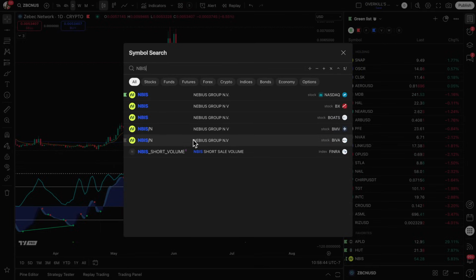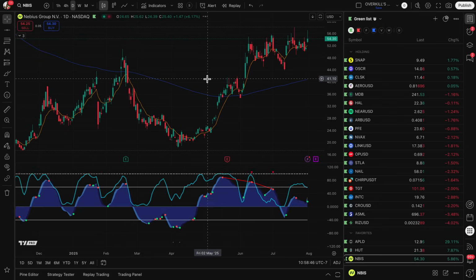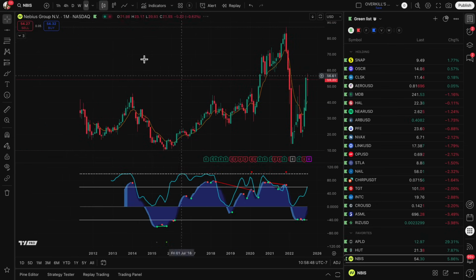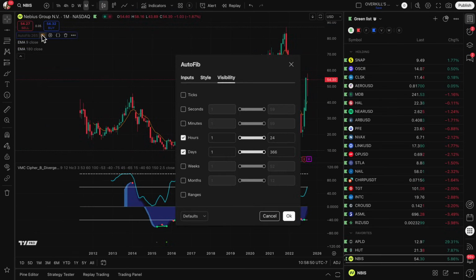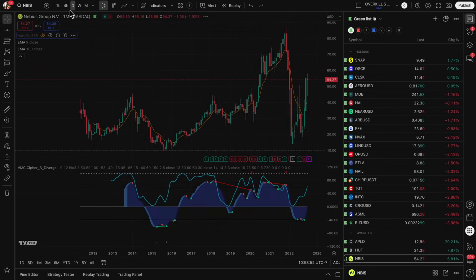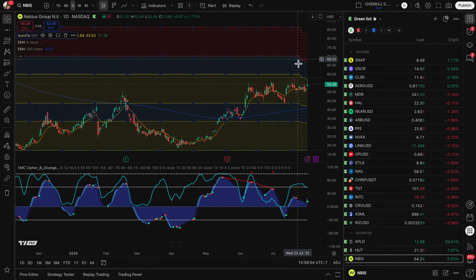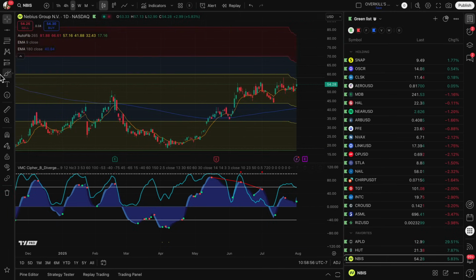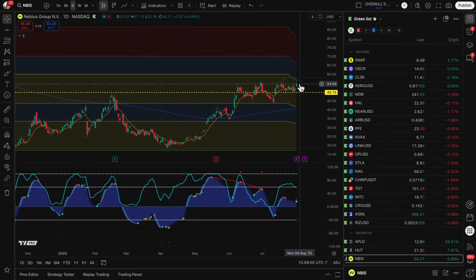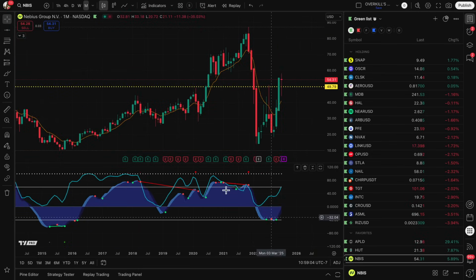NBIS. NBIS looks like it's still moving here. Let me turn the fib back on. Yeah, we still got some room up there to 80. It's got a green dot there today, so as long as this thing can hold on to 50, it looks pretty good. Looks like it wants to pump back up there to 75, 80. The green dot is still on the monthly chart.